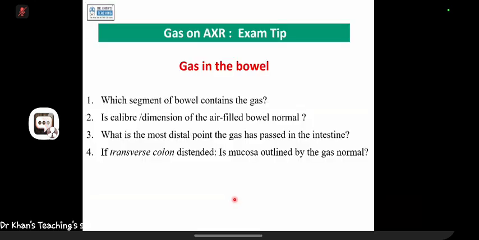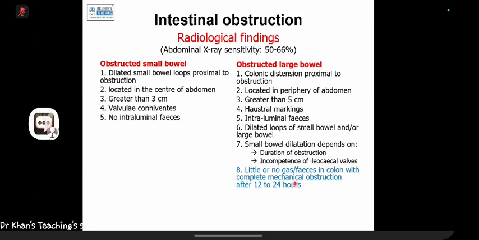So once again, whenever you see gas in the bowel wall, which segment of bowel contains the gas? Is the caliber normal? What is the most distal point the gas has passed in the intestine? And when it is transverse colon, please look at the mucosa, look at the haustra. And this is an exam favorite, as I have told you. This is a take home. Take a picture of this.